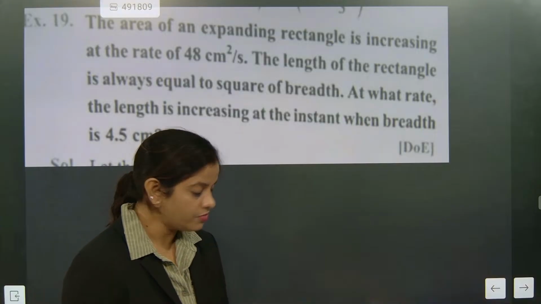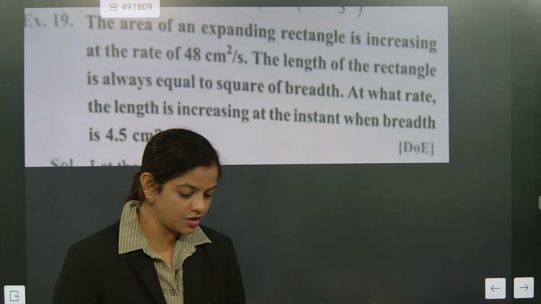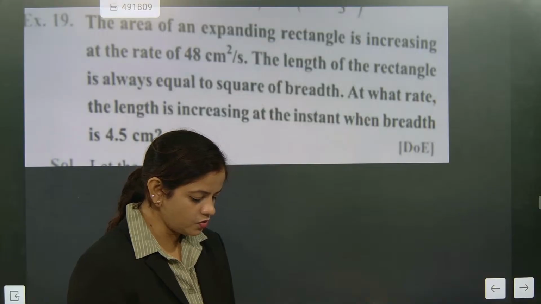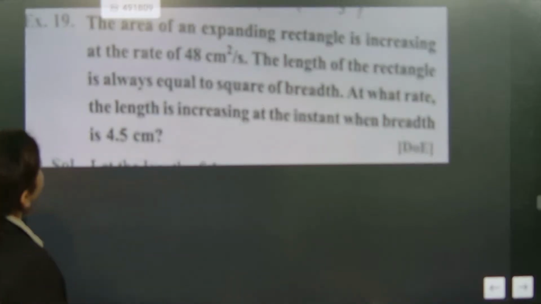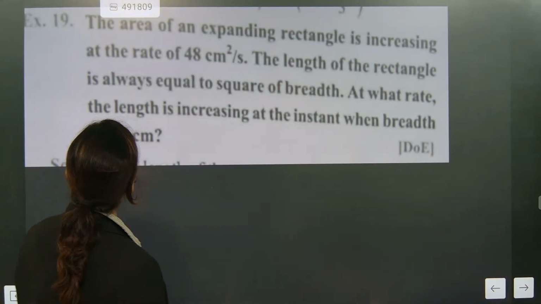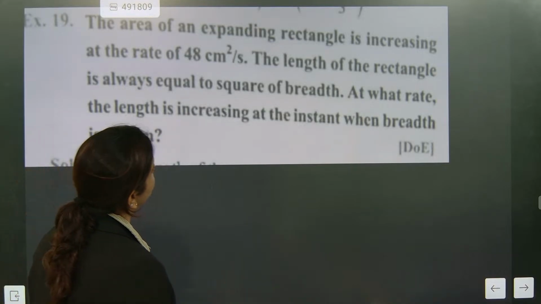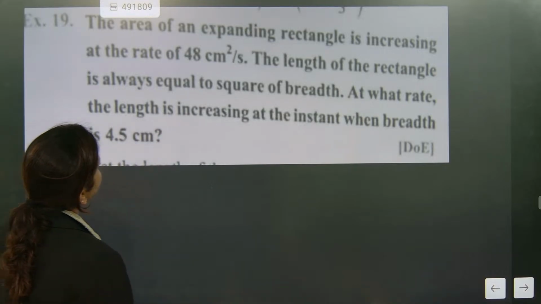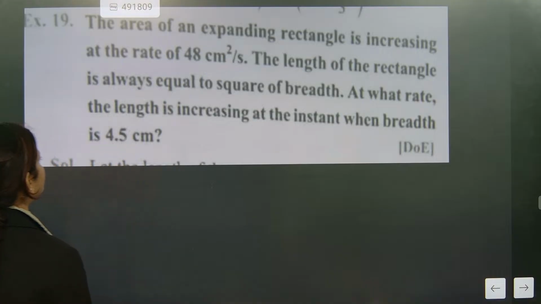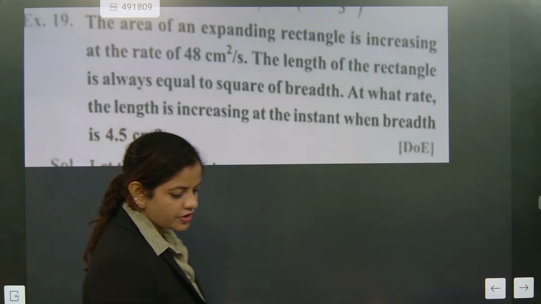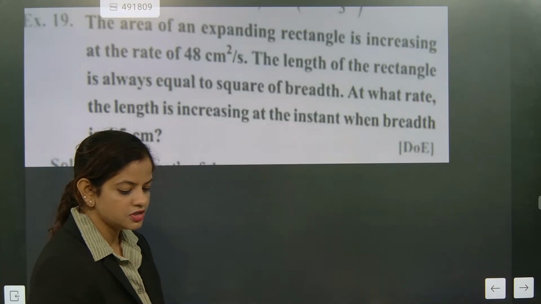This is not for 1 mark or 2 marks. I think this is for more marks, 5 marks, I guess. Can you go for solving the question? The area of an expanding rectangle is increasing at the rate of this. The length of the rectangle is always equal to the square of its breadth. At what rate is the length increasing at the instant when the breadth is 4.5? This is a very good question. Please go step by step.